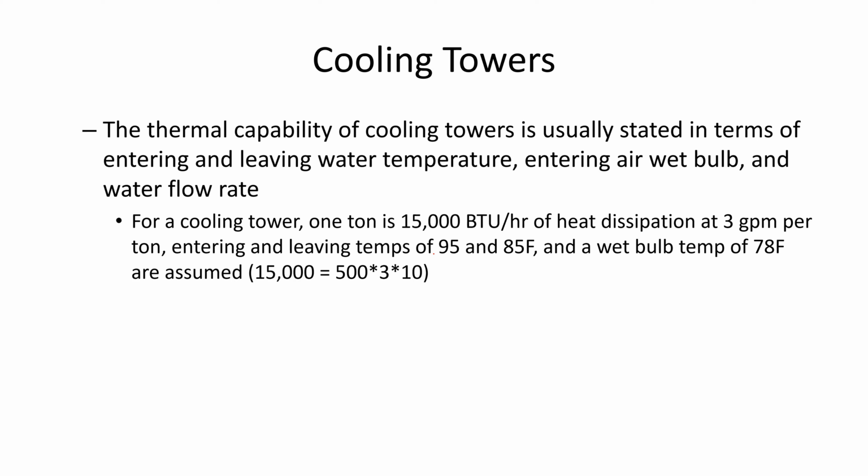So at the cooling tower, for every 1 ton of capacity that we have, we're going to have approximately 15,000 BTUs per hour of heat dissipation. This would still match up ton for ton with your cooling side. So the 1 ton and 12,000 BTUs on the chilled water side, and 1 ton and 15,000 BTUs per hour on the condenser water side.